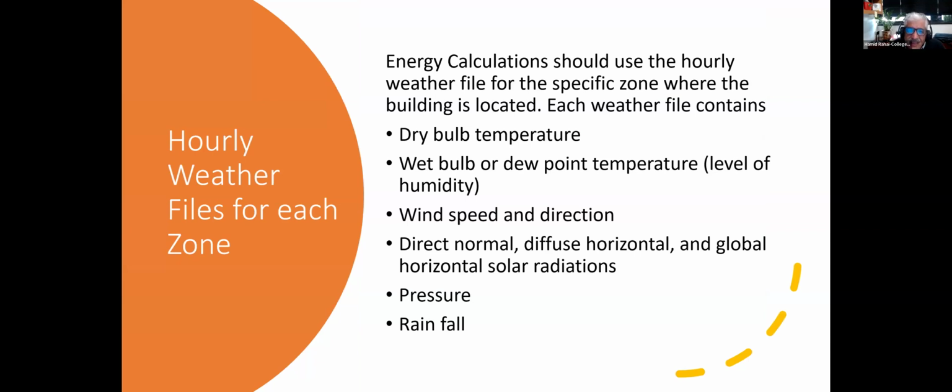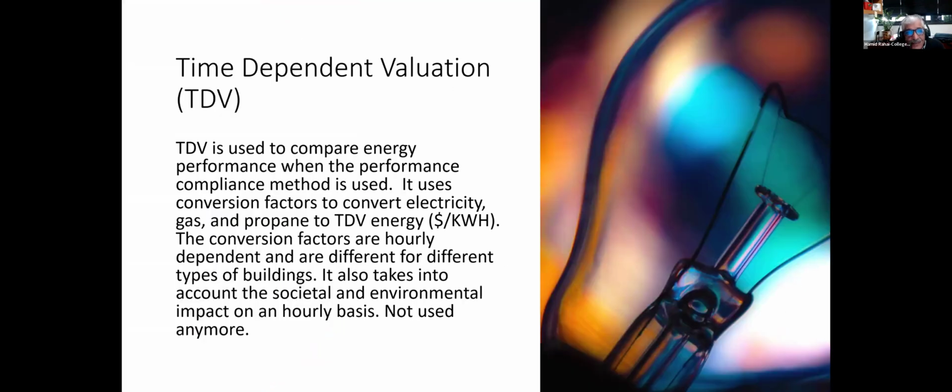Each weather file contains dry bulb temperature, wet bulb temperature, wind speed and direction, direct normal, diffuse horizontal, and global horizontal solar radiation, so it tells you how much solar radiation you can get, plus the pressure and rainfall. We talk about the energy use intensity.